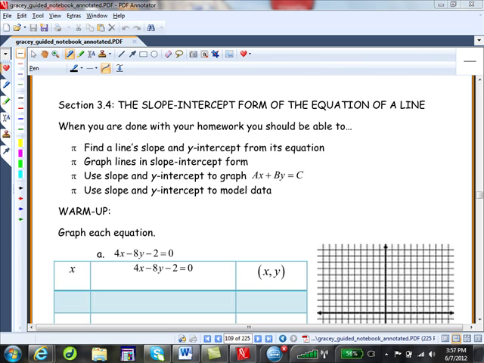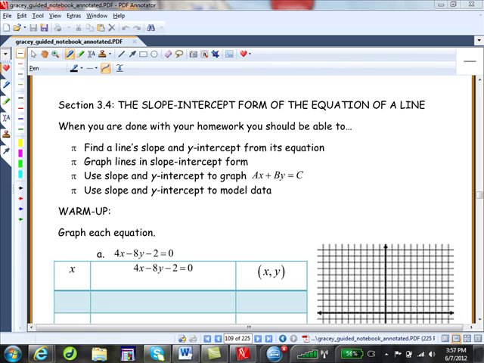So we'll be checking out how to find a line's slope and y-intercept from its equation, graphing lines in slope-intercept form, and then using slope and y-intercept to graph a line that's in standard form, the ax plus by is equal to c, and then use slope and y-intercept to model data.